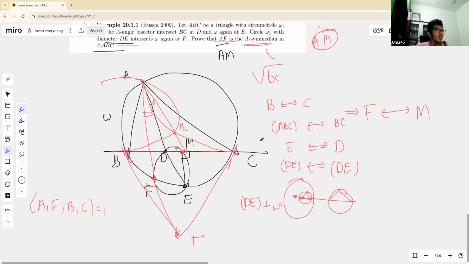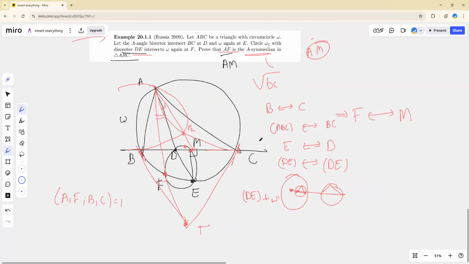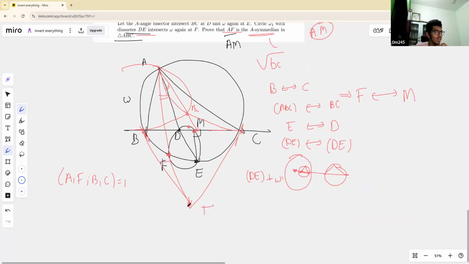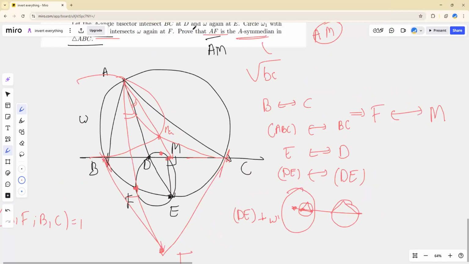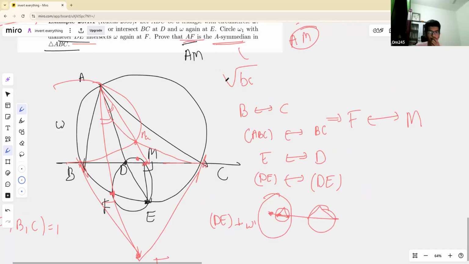But how do you prove A, F, B, C is harmonic? Okay, this is another lecture, but this is the reflection of AM, so it's symmetric, and as I told you. In this problem, we don't need this thing. I'm just talking outside the problem. We don't need it, right? AM is symmetric.